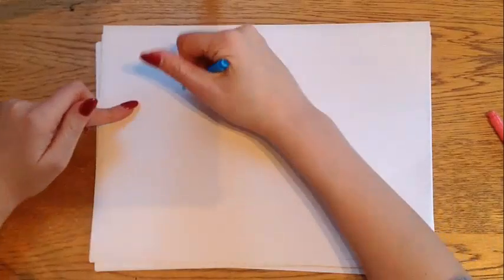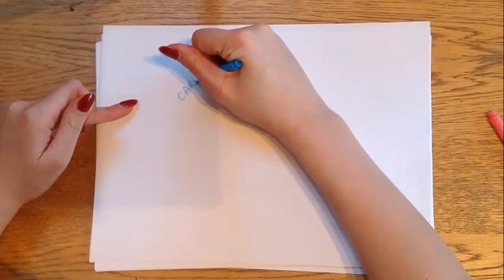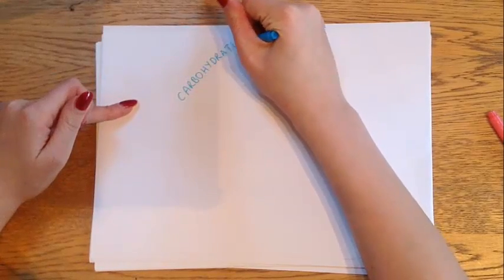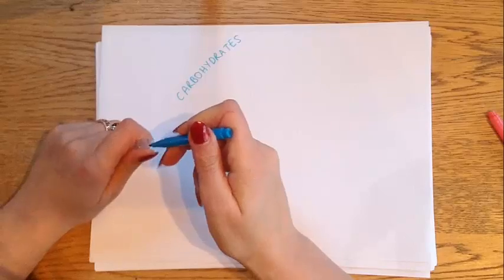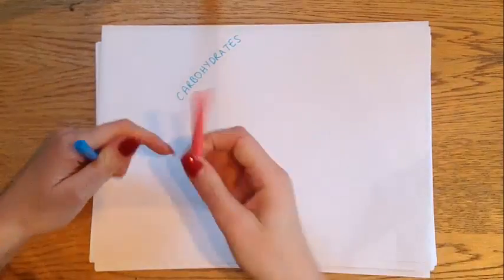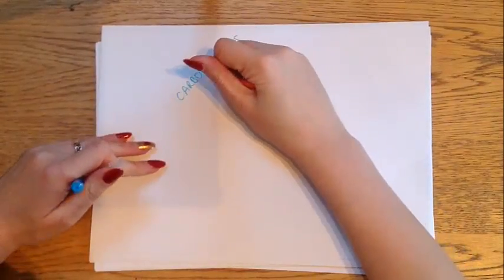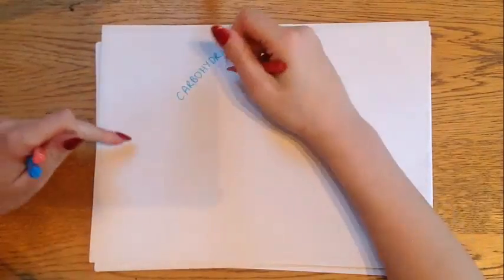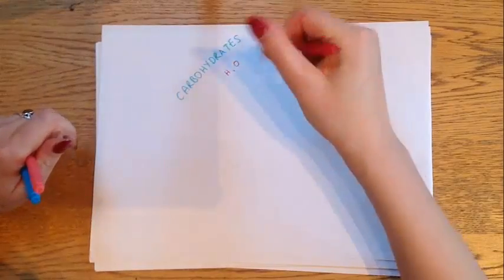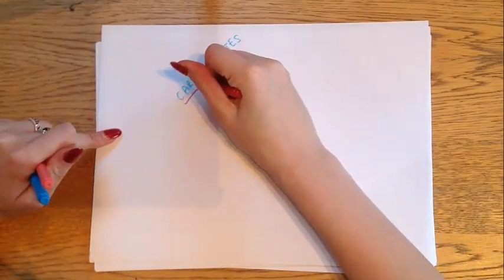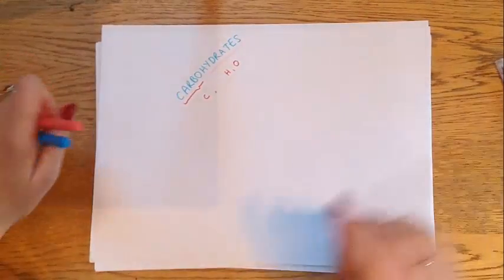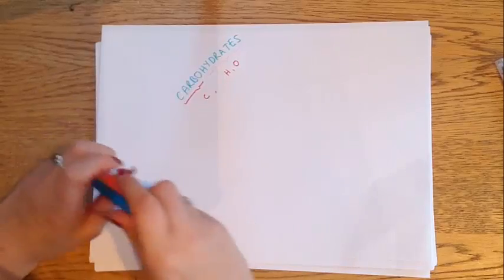In this video tutorial we're going to revise carbohydrates. If we look at the word carbohydrates, we can split it up into two parts. Hydrated means contains water, so we've got hydrogen and oxygen there, and we've got carbon, C. So carbohydrates only contain the atoms carbon, hydrogen and oxygen.